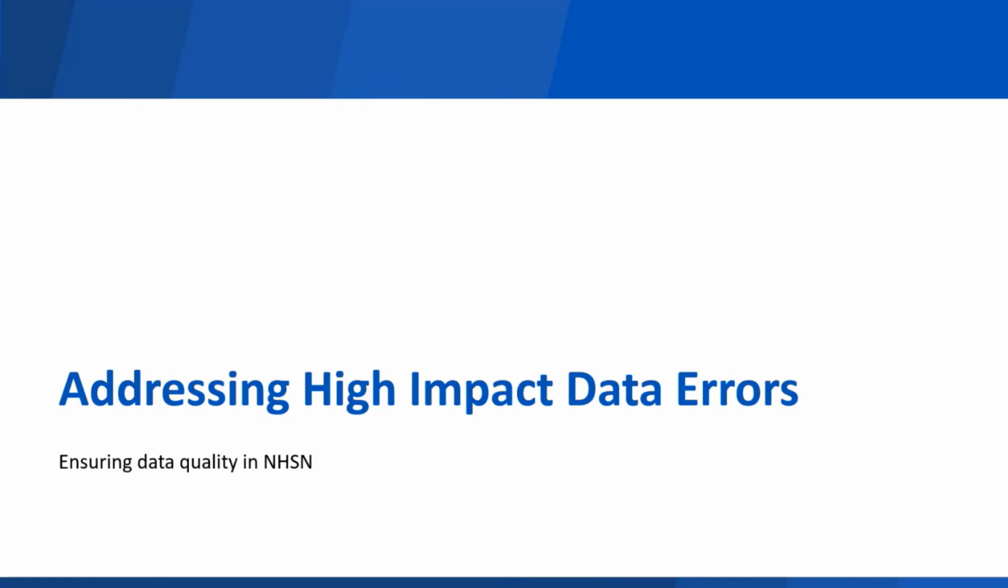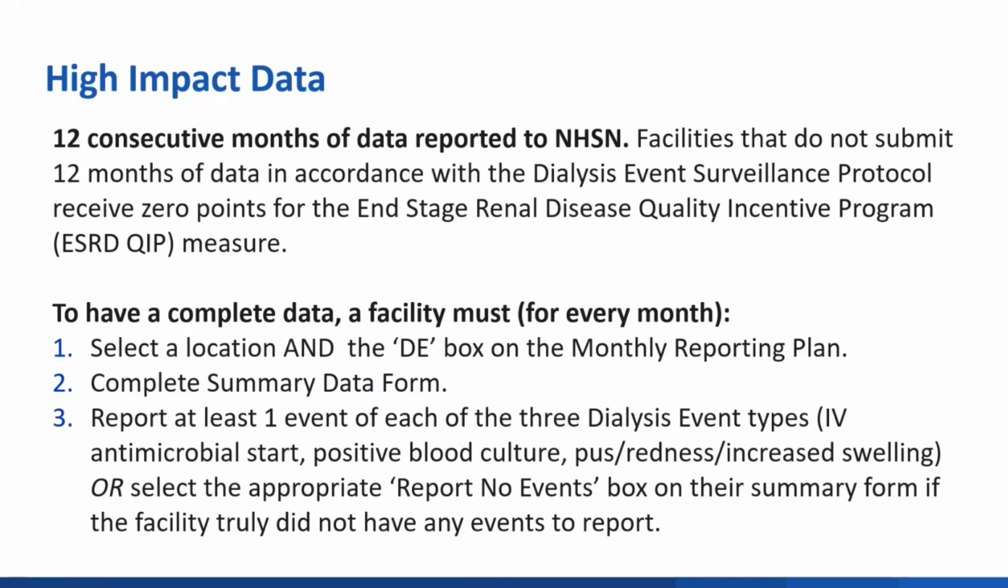Next, we're going to talk about addressing high impact data errors. So all of the data that you enter into the dialysis module on NHSN is high impact data. So 12 consecutive months of data reported to NHSN are required for successful participation in the ESRD QIP measure.